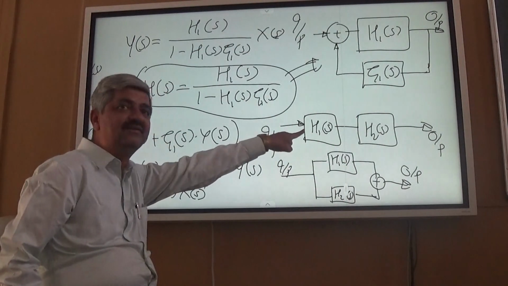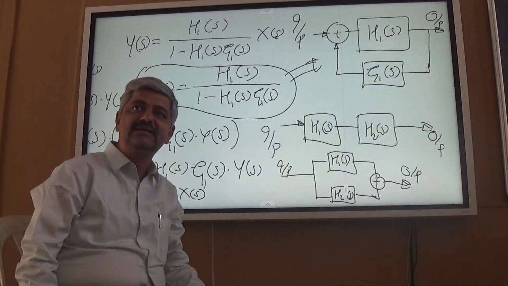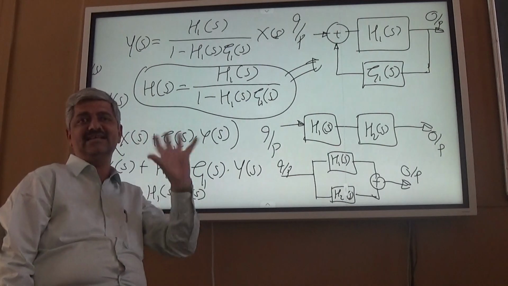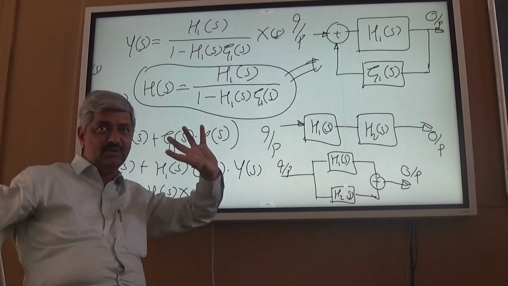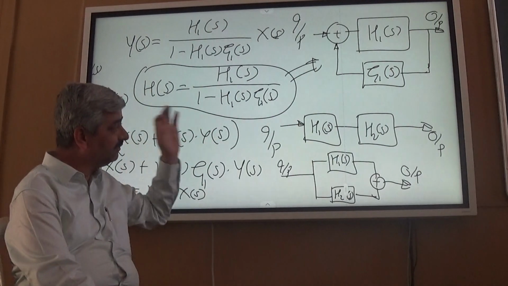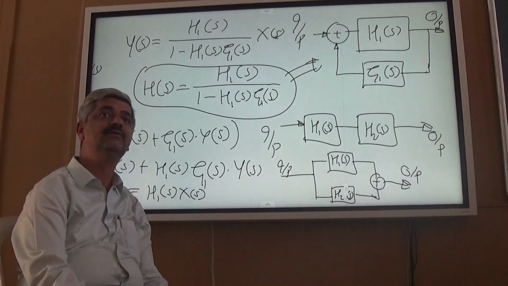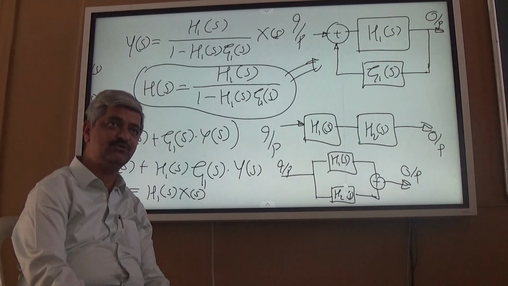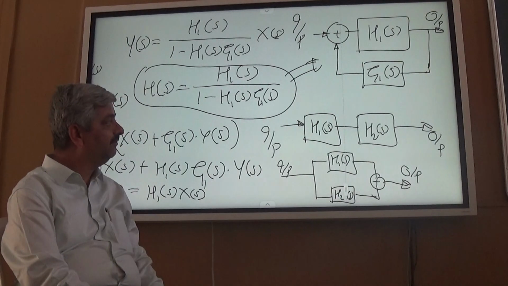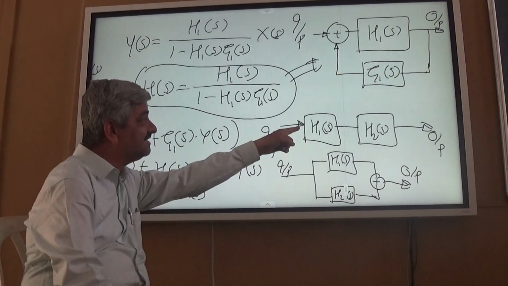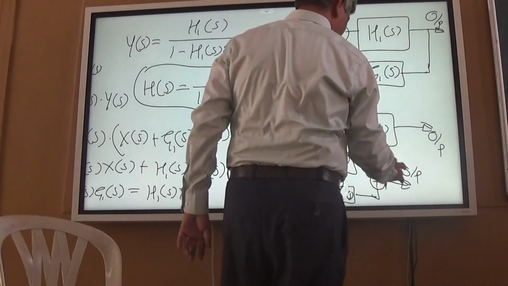What would this be? Input, H1(s), H2(s), output. Directly, what would be H(s)? Multiplication of H1(s) into H2(s). What would this be? Addition of H1(s) and H2(s). When I cascade like this, okay, so this you know.